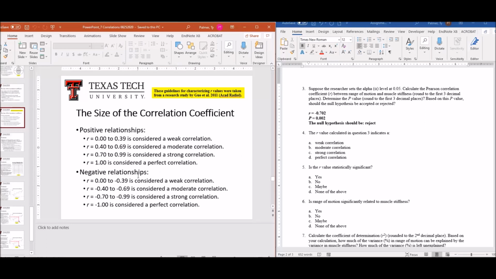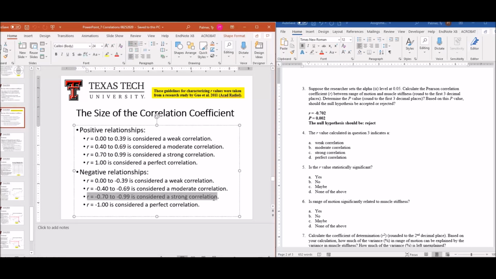Right off the bat, you can ask yourself that question. Are we dealing with a positive correlation? Is it positive 0.702 or negative 0.702, or whatever the R value is? In this case, it's negative, so we go to negative relationships and look down below. Negative 0.702, where does that fall? It falls right here: R equals negative 0.70 to negative 0.99. That negative 0.702 falls within this range.